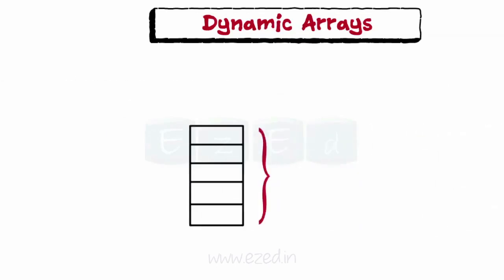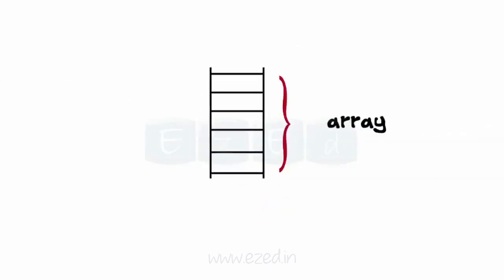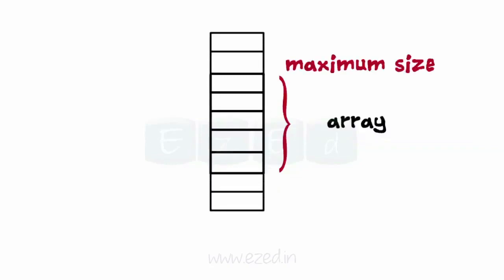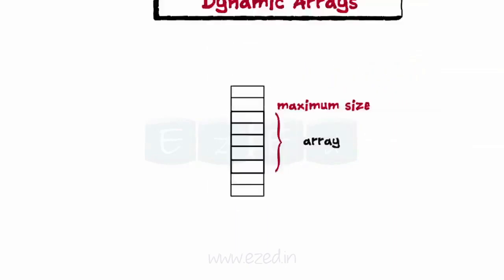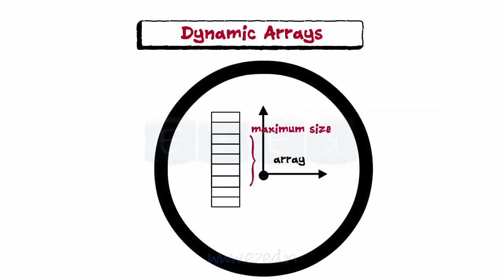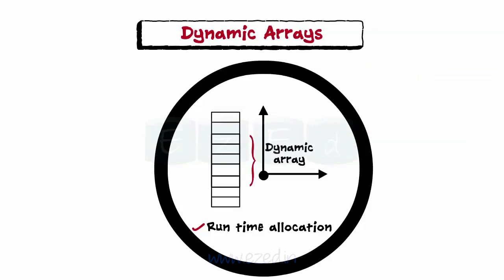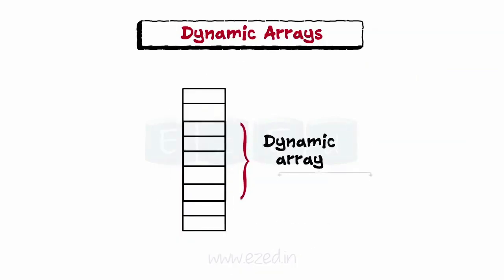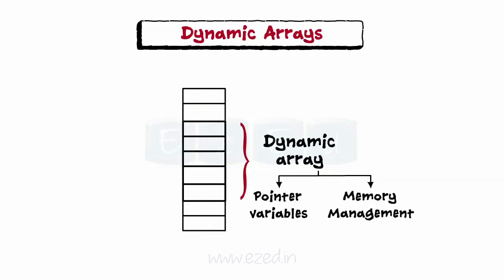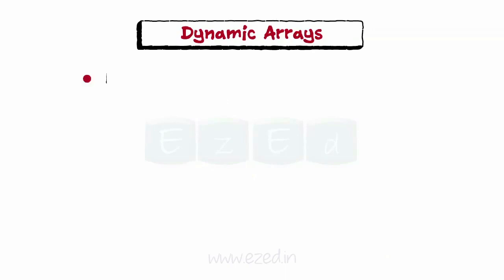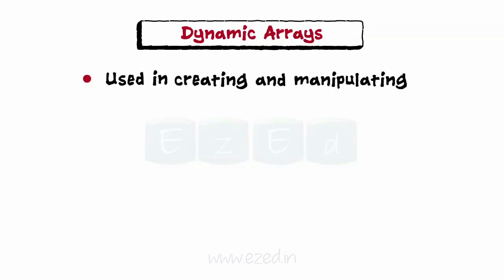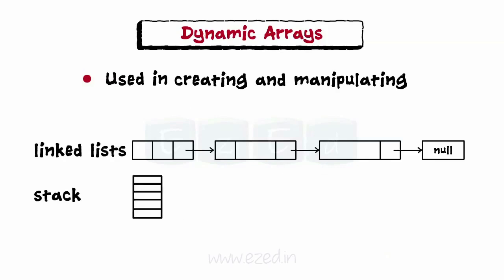In a situation where we want to use an array which varies in size greatly, we would need to allocate the maximum size and create the array accordingly. C overcomes this problem by allowing allocation of memory at runtime. This is known as dynamic memory allocation, and the arrays are called dynamic arrays. Dynamic arrays are created using pointer variables and memory management functions malloc, calloc, and realloc. These functions are included in the header file named stdlib.h. Dynamic arrays are used in creating and manipulating data structures like linked lists, stacks, queues, etc.